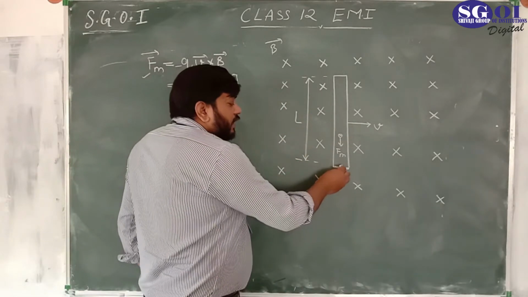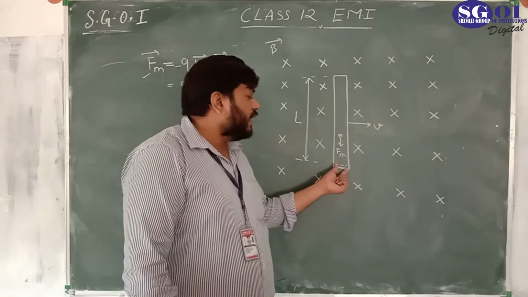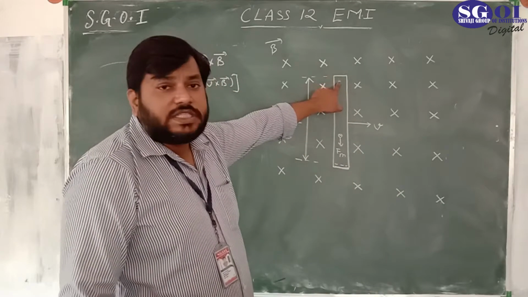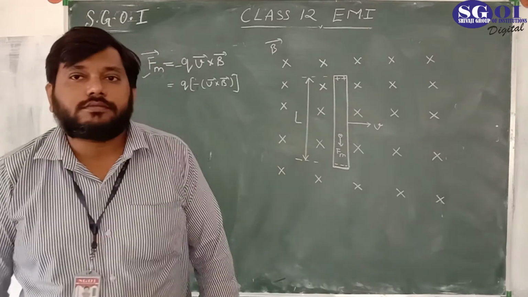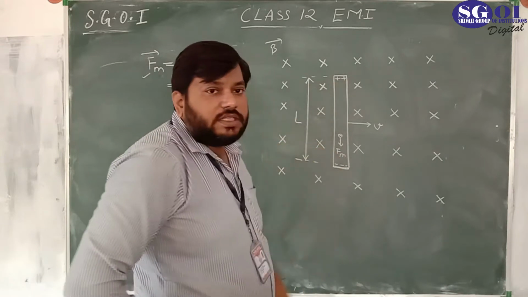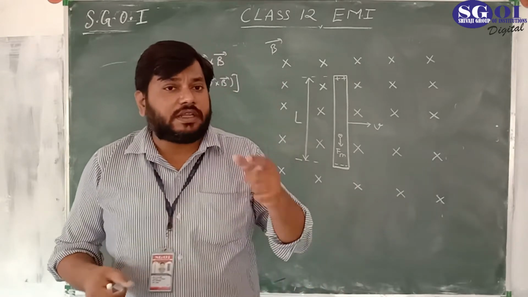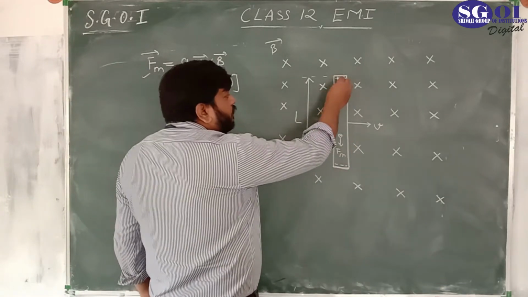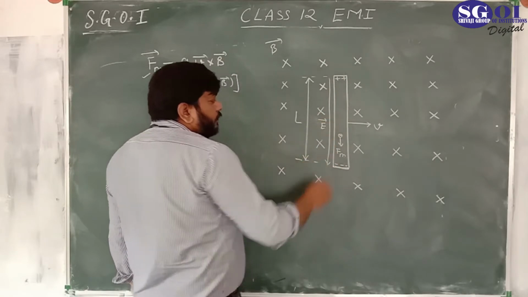So what happens here? A net negative charge starts creating because electrons carry negative charge. The net negative charge starts creating here, and because of the absence of electrons and presence of positive ions, a net positive charge, the same amount, starts creating. Now this is plus, this is minus. We know that positive charge and negative charge mean there is an electric field also, and the direction of the electric field is from positive to negative. So this is the direction of the electric field, E.